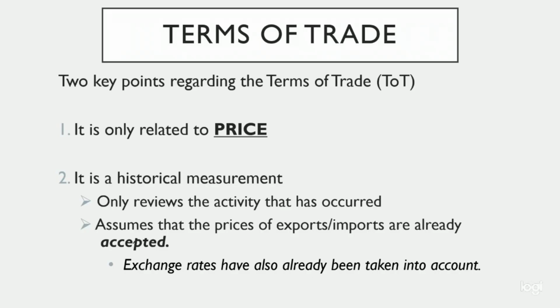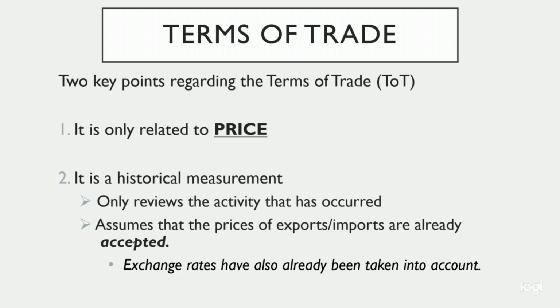Moving into this topic, there are 2 crucial pieces of information that you need to consistently remember. The first one is that the terms of trade is only related to price. And so even though the prices might fluctuate up and down, you can make an assumption that the quantities traded over a given period has remained the same. The second dot point is that it is a historical measurement. And so the terms of trade only reviews the activity that has already occurred.